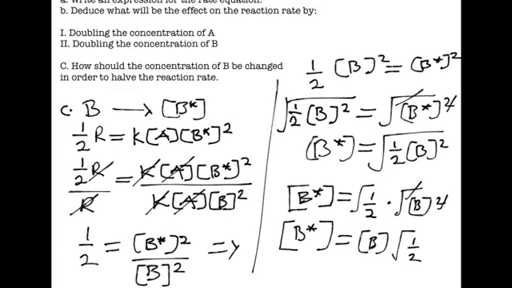So this is the end of the video, and we found out that to be able to halve the rate of the reaction, we need to multiply the concentration of B by the root of half.